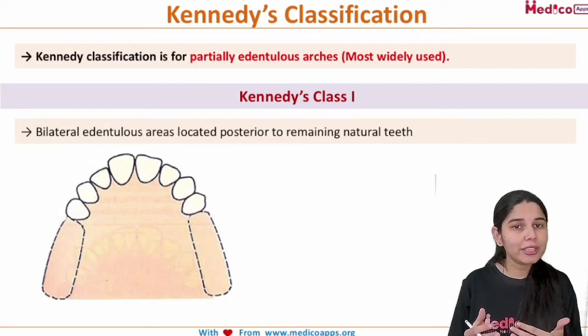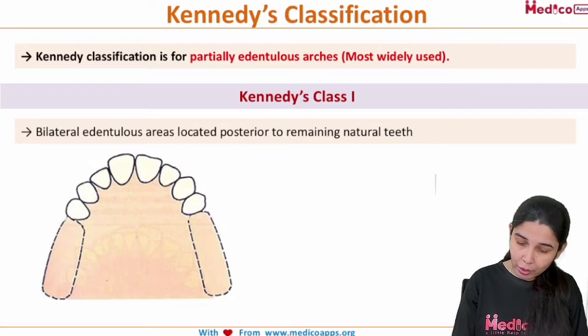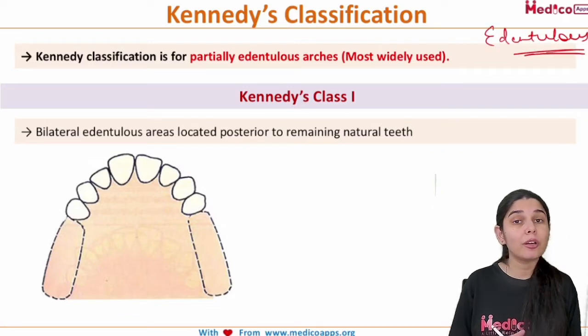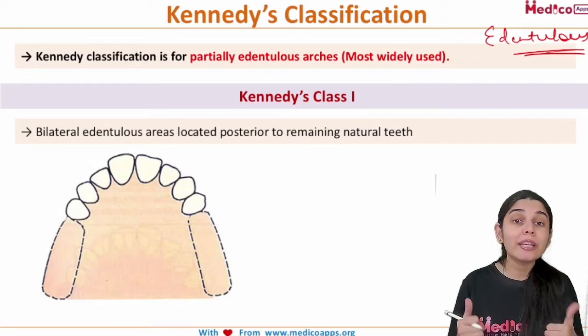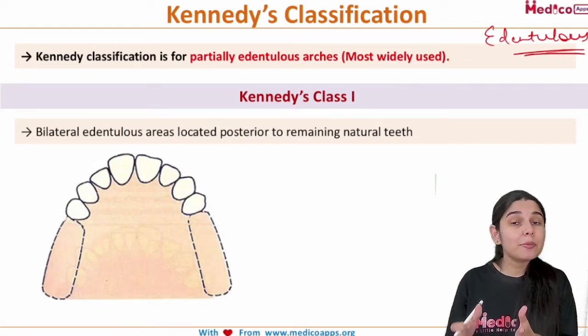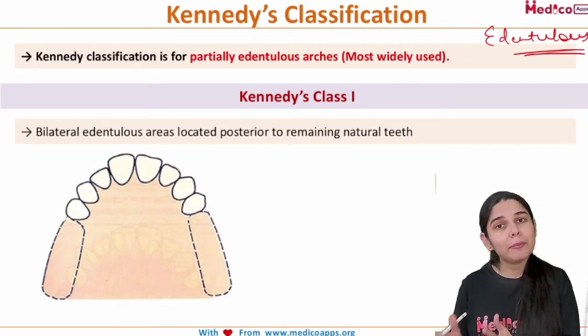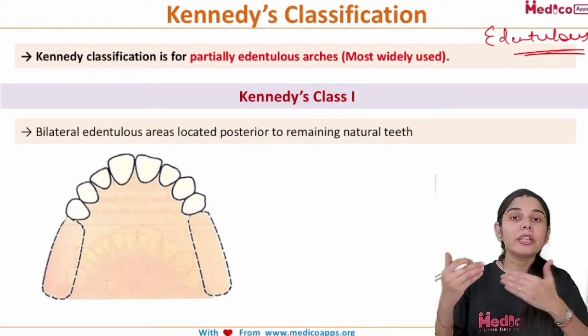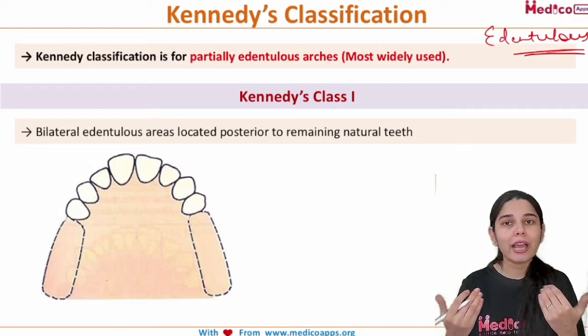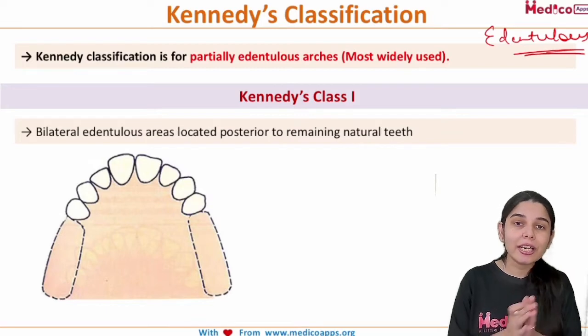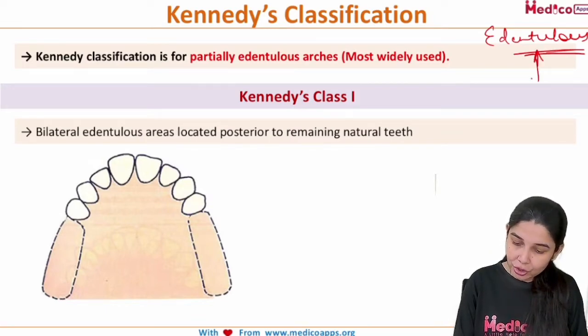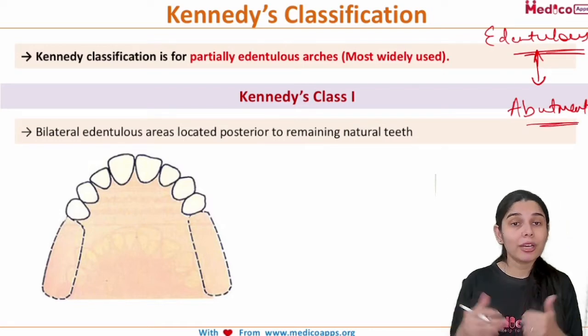Now, what do you understand by that? If I am using the word edentulous arch, what do you mean by edentulous? Edentulous means where there are no teeth present, and it is adjacent to the abutment teeth. Abutment teeth means the teeth which are present in the oral cavity of the patient. So it's a relationship between the edentulous arch and the abutment teeth which are present in the oral cavity.